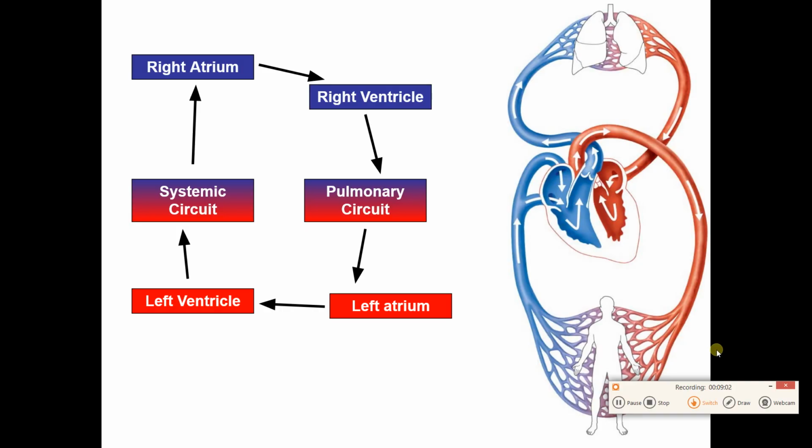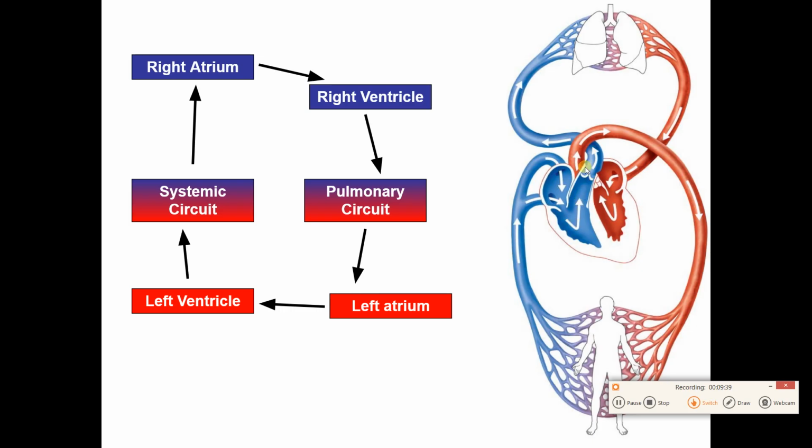But before we do, let's just look at the path that blood will flow. If we start in our right atrium, that is a receiving chamber. It receives blood from the systemic circuit. The blood from the body that the body is done with is going to come back to the right atrium. Notice it is deoxygenated. That's what my blueness indicates. Into the right atrium, onto the right ventricle.